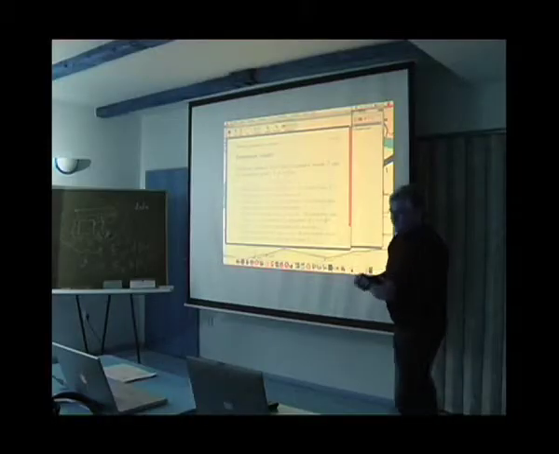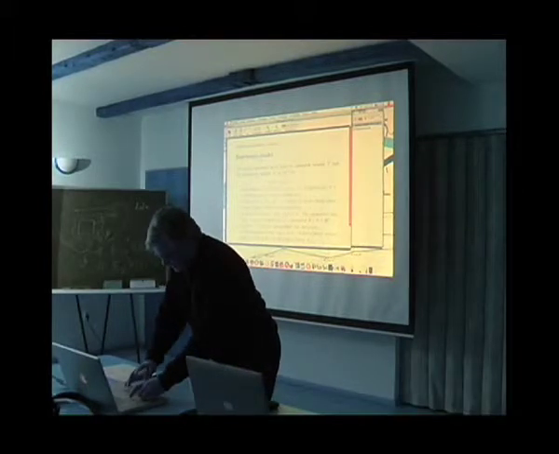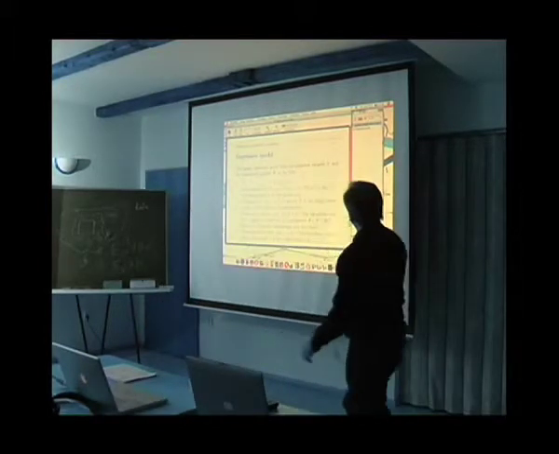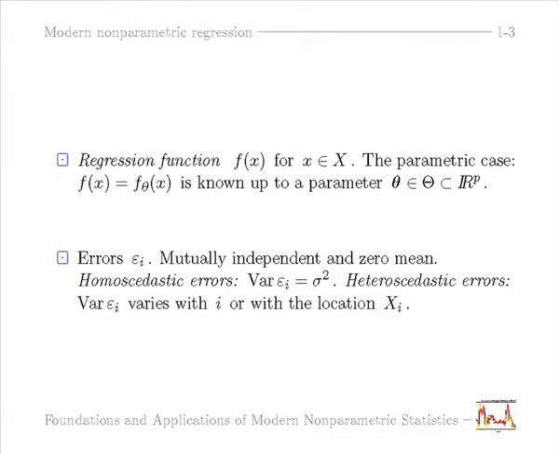One very classical example is of course the linear regression model. Homoscedastic error means that all the epsilons have the same variance. Heteroscedastic error means that the variance varies with the observations.